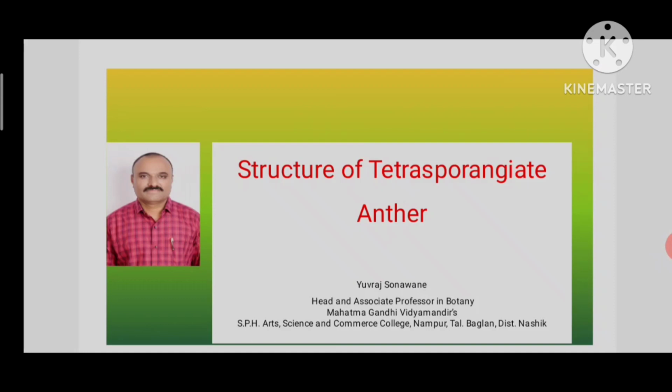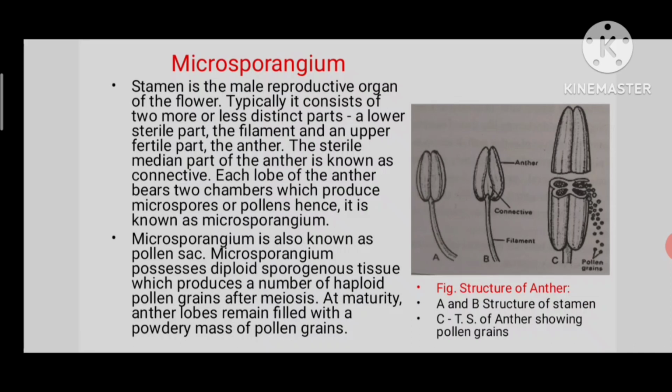Today, I am going to teach a topic, structure of Tetrasporangiate Anther. Microsporangium. Stamen is the male reproductive organ of the flower. Typically, it consists of two more or less distinct parts, a lower sterile part, the filament, and an upper fertile part, the anther. The sterile median part of the anther is known as connective.